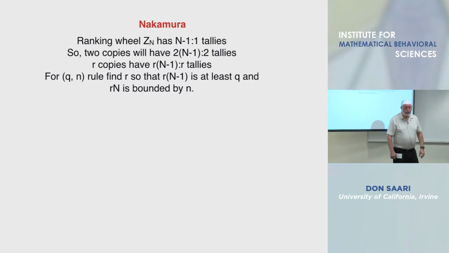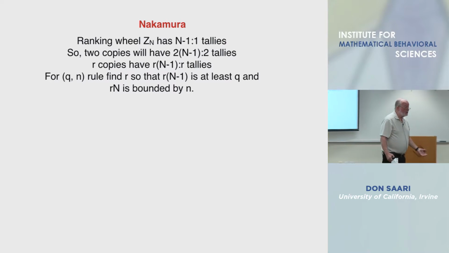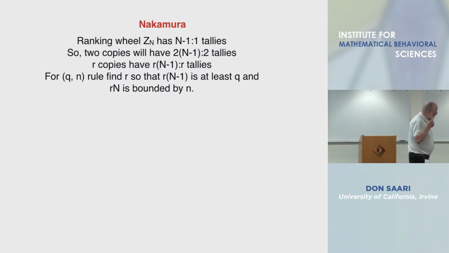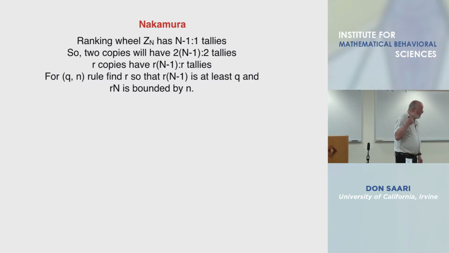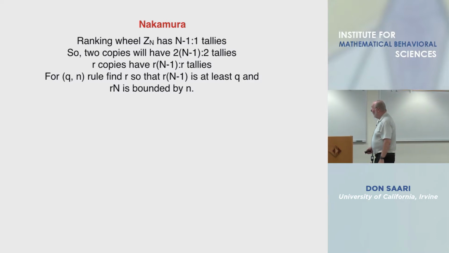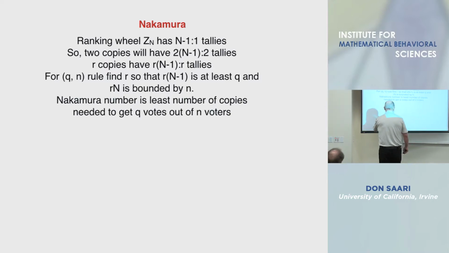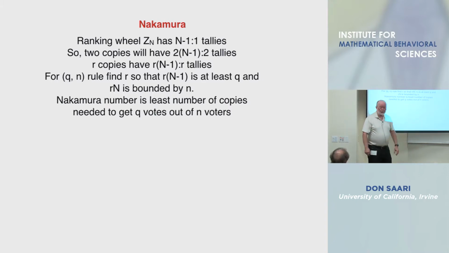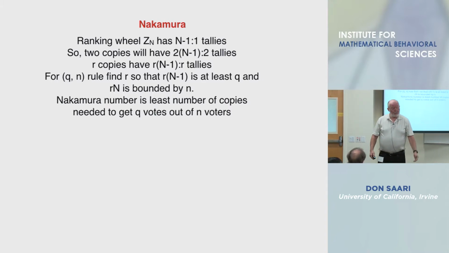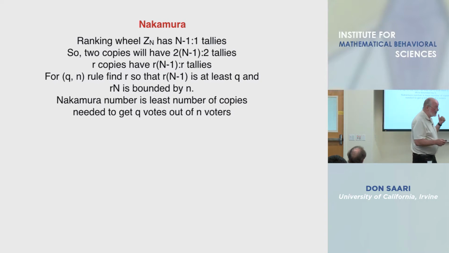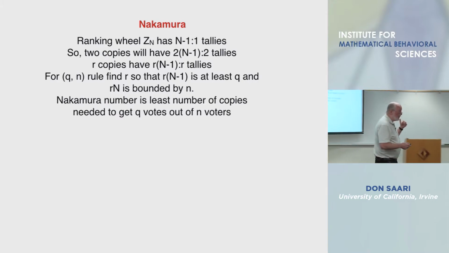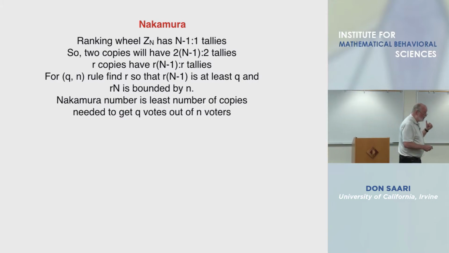Rn is less than n. So really, the Nakamura number is just a very, very special case of the ranking wheel, again. And in fact, what happens is, as I stated, the Nakamura number is the least number of copies of the ranking wheel needed to get a cycle for the QN rule. And so, as I stated, all of the paired comparison type problems that crop up can be extended in terms of ranking wheels.